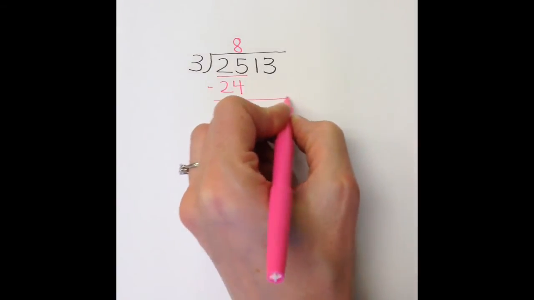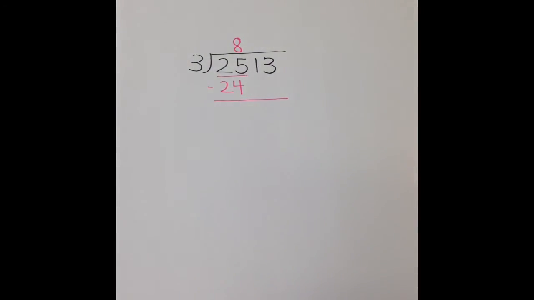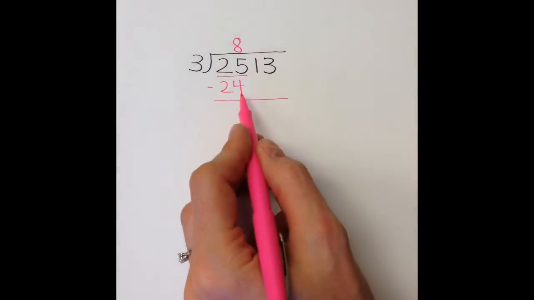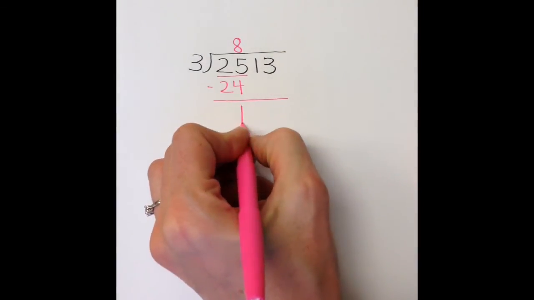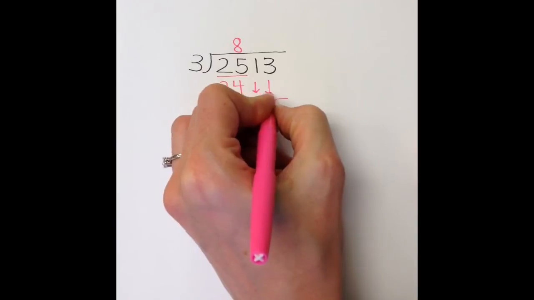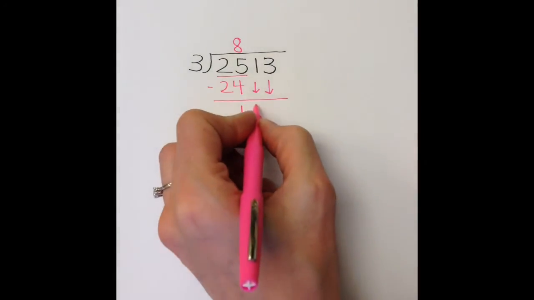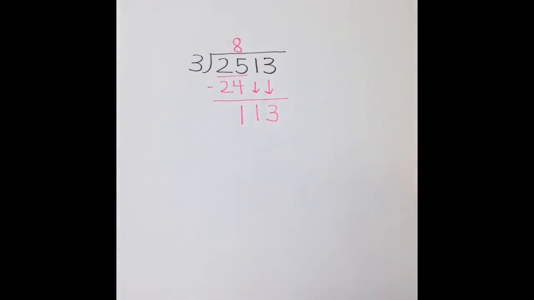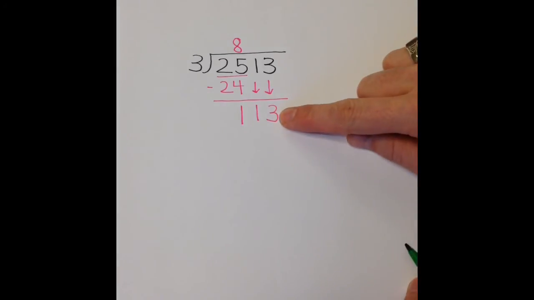Now I'm going to subtract to see what I still have left over that I need to be dividing. 25 take away 24 is 1. And we're going to bring down the numbers that we haven't used yet. I still have 113 that I need to divide.